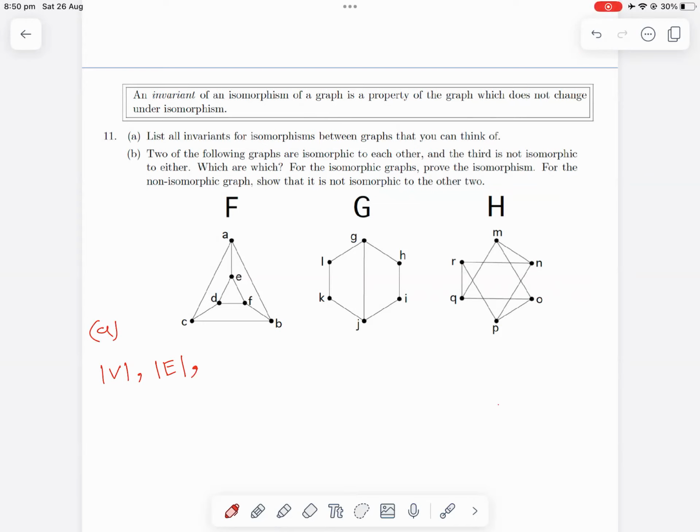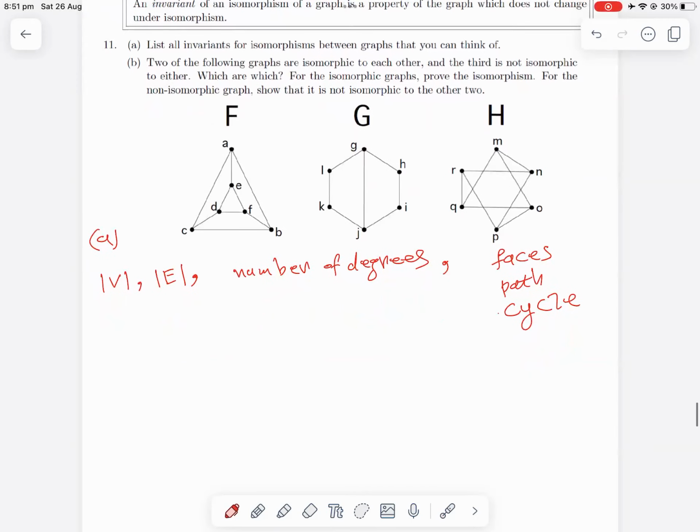And so if we have the same edges and the structure preserved, so the number of degrees. So yeah, the other things such as faces, paths, whether it has a cycle, Eulerian cycle or Hamiltonian cycles and other things. Yeah, so the important ones are these ones. Okay.